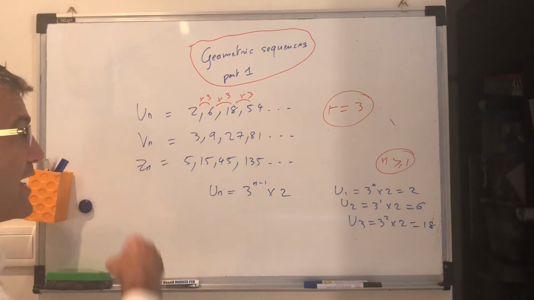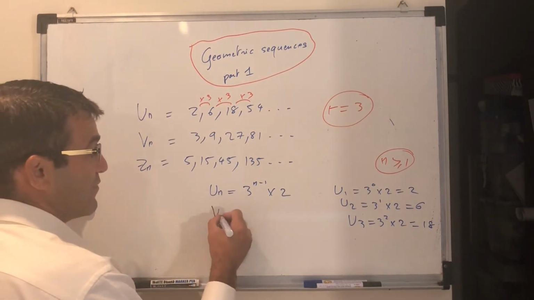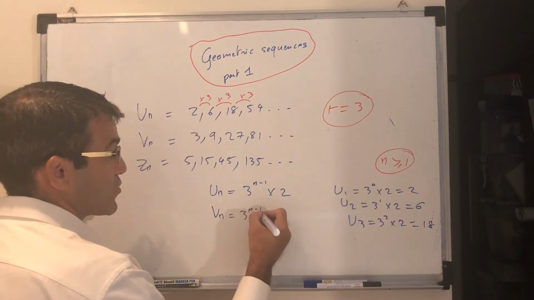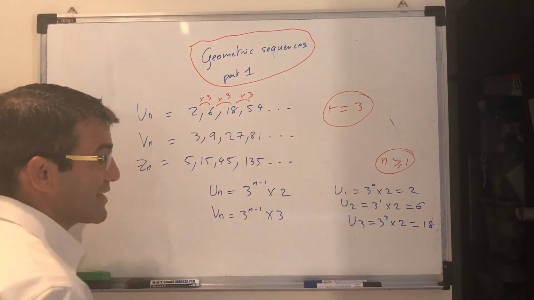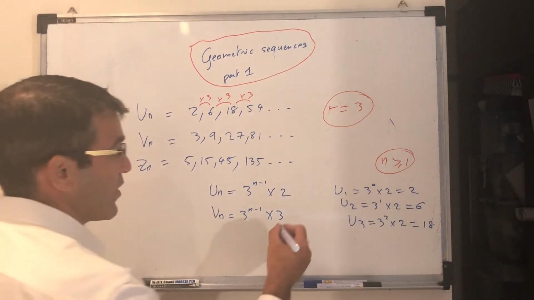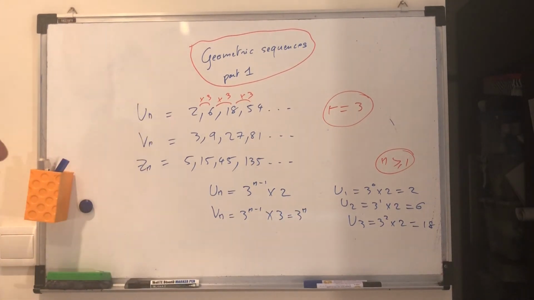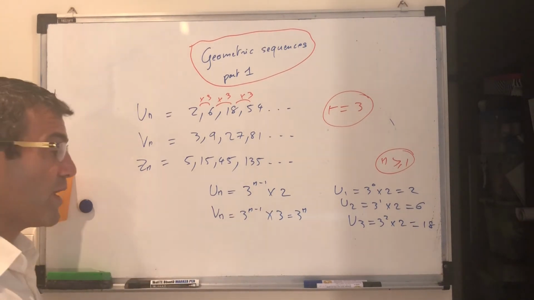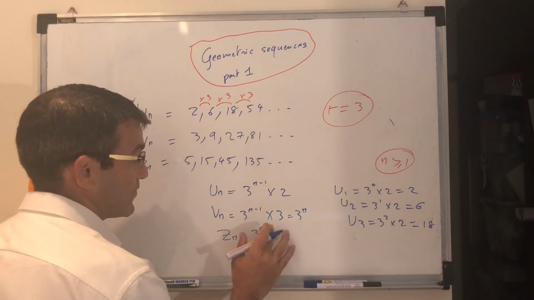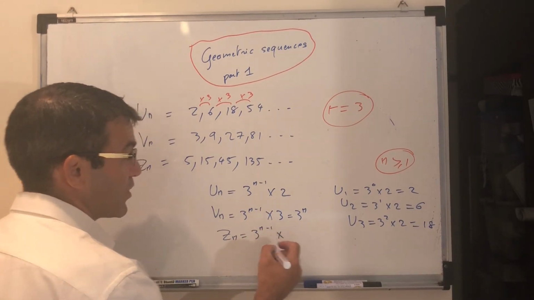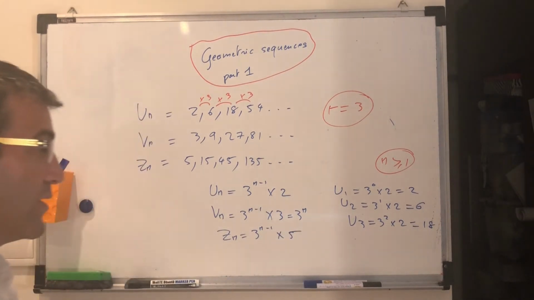Now let's talk about v(n) here. So v(n) is also a 3 to the power n minus 1 sequence. So we can say v(n) equals 3 to the power n minus 1, and then times the starting point, which is 3, so times 3. Or I could just call it 3 to the power n in this case, because that's what the sequence is. For this one, I could say it's 3 to the power n minus 1, so z(n) equals 3 to the power n minus 1, and then my starting point, my first value, is 5. So 3 to the n minus 1 times 5. And that's what you do.